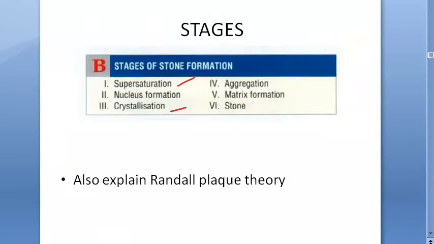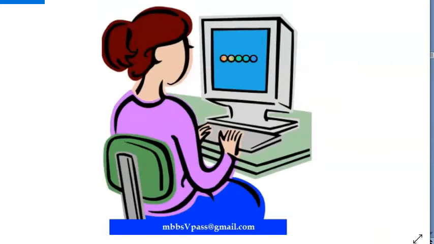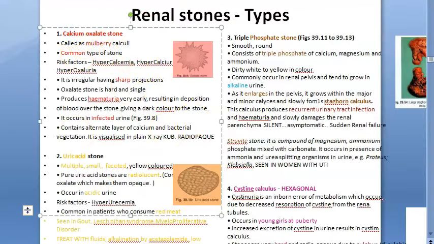For causes. Stages, what are the stages of kidney stone formation? Supersaturation, nucleus formation. You saw in Randall's plaque theory and all, they explained this. Then crystallization, aggregation, matrix formation, and finally there's a stone. Just remember supersaturation, crystallization, etc. So these are the stages of kidney stones. You have finished the etiology and stages of kidney stone. Now we have to move to the types of kidney stones, guys. Are you ready to look at the kidney and the types of stones inside it? Ready? Okay, good. So you have 4 things to remember.